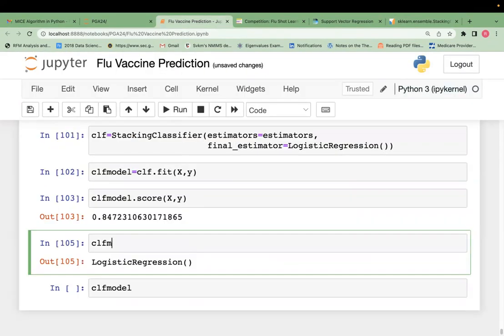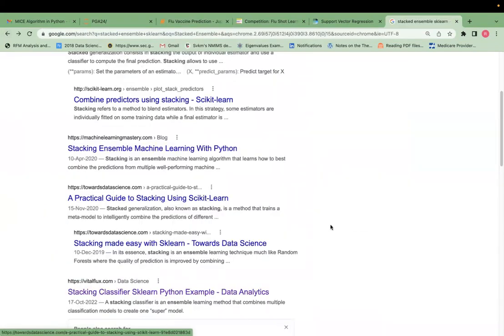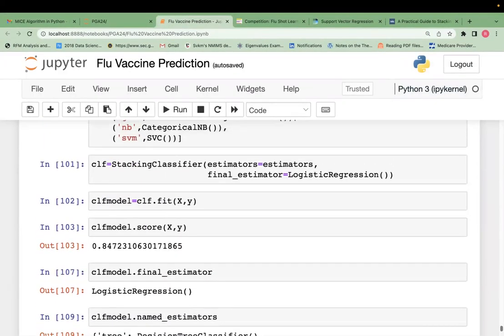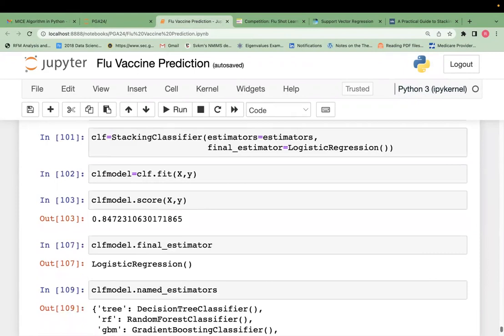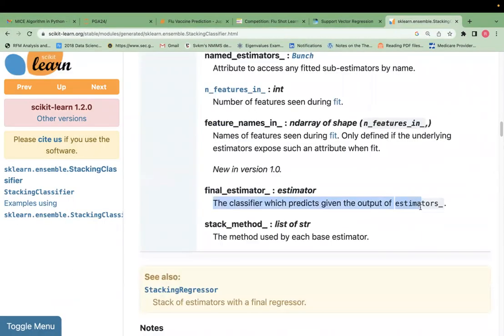This is CLF model.final_estimator. This CLF model.final_estimator, CLF model.estimators. So we'll get the best model accuracy only. So this is the process of CLF. In R we get each model score separately, but here we are not getting it. Baseline estimator is there now. The final estimator which is used for prediction is the best model. Logistic regression is the best model.